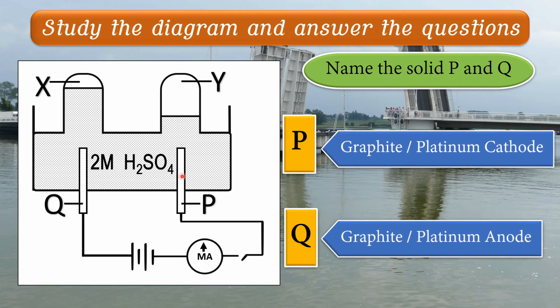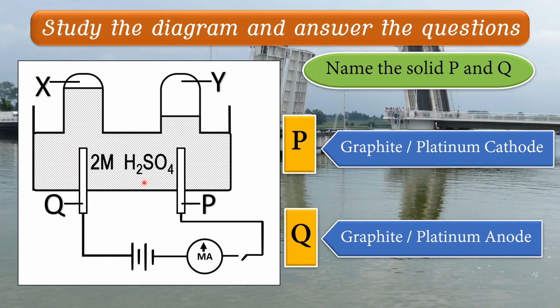We have solid P. This is a graphite or platinum cathode, and it is connected to the millimeter, which is connected to the negative terminal of the cell. Then we have solid Q. Solid Q is a graphite or platinum anode. It is connected to the positive terminal of the cell, and therefore it is the anode.